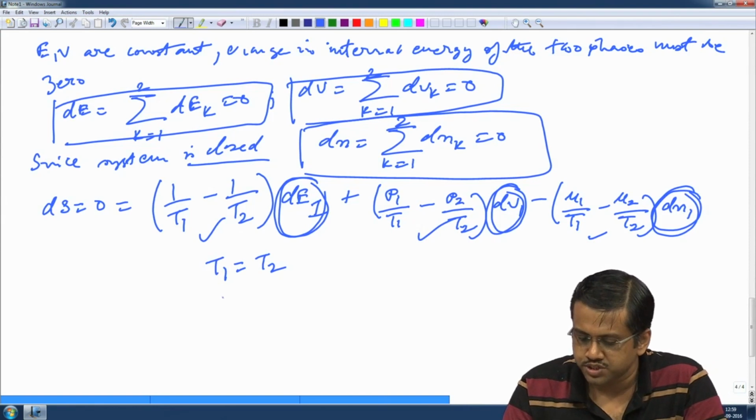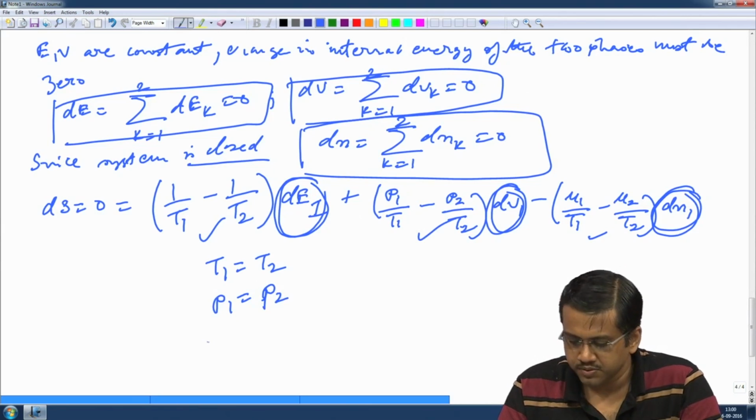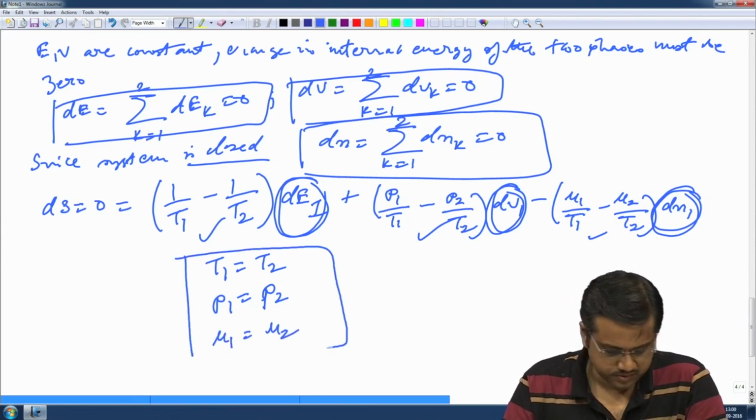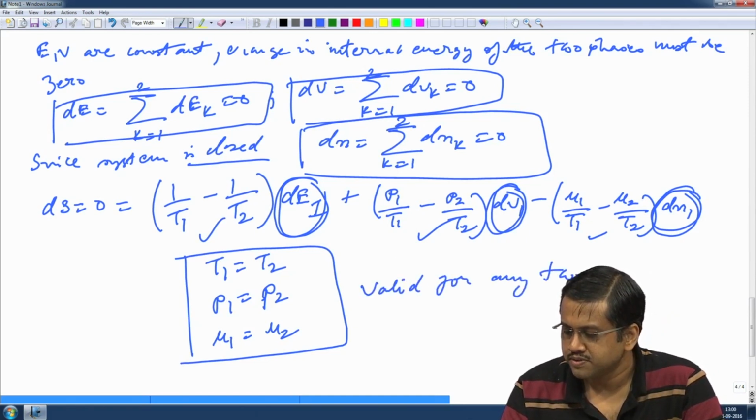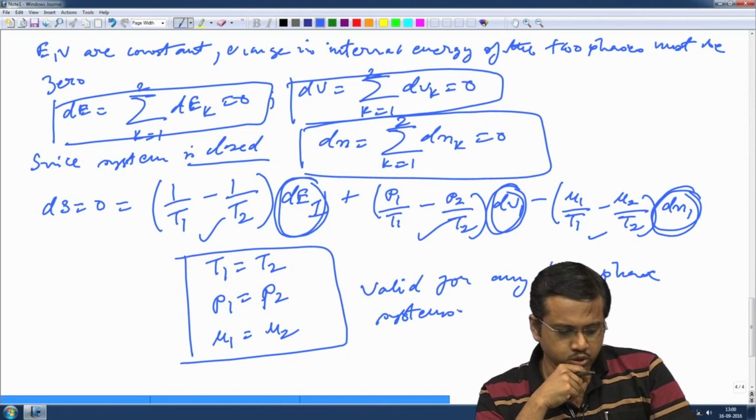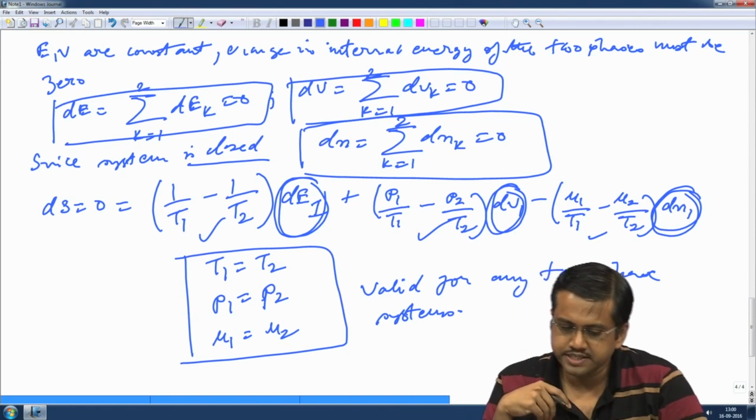Since T1 is equal to T2, from the second one we get P1 is equal to P2, and from the third one we get mu1 is equal to mu2. This is valid for any two phase systems. So, the important conclusion that we have drawn out of here is as follows.